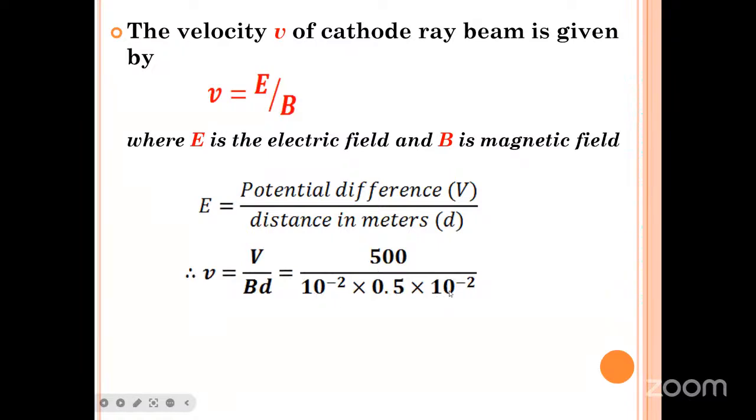And then, the first 10 over 10 raised by minus 2, this first one is the B that was given in the previous slide, the magnetic field strength. They told us it is 10 raised by minus 2 Weber per meter squared. This 0.5 is the distance, which is in centimeters, converted to meters. What you have on top is your volts. So if you do that, what you get is 1.1 times 10 raised by 7.